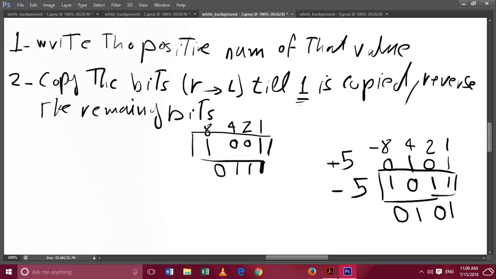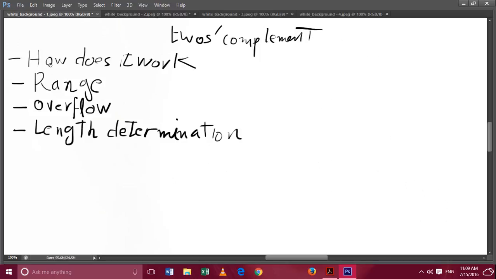So I can get the value either by adding the negative weight of the most significant bit to all the other weights, or by converting it to its positive equivalent, and when I get the absolute value, I just add a negative sign. Okay. So now that this is covered, I think we've covered the first part of how 2's complement binary notation works. We're going to start talking about range.